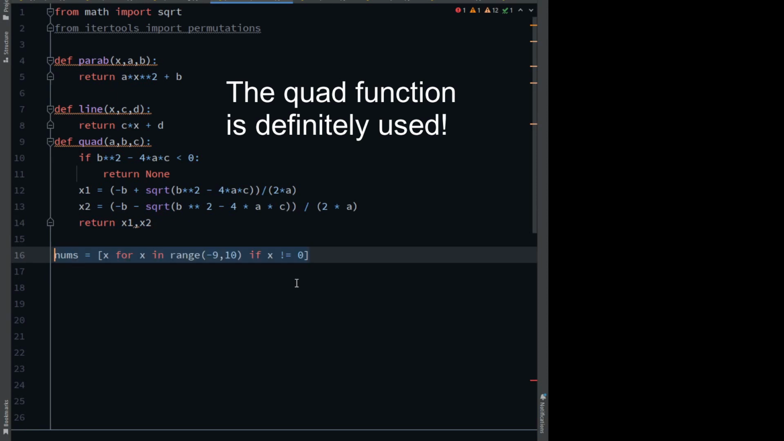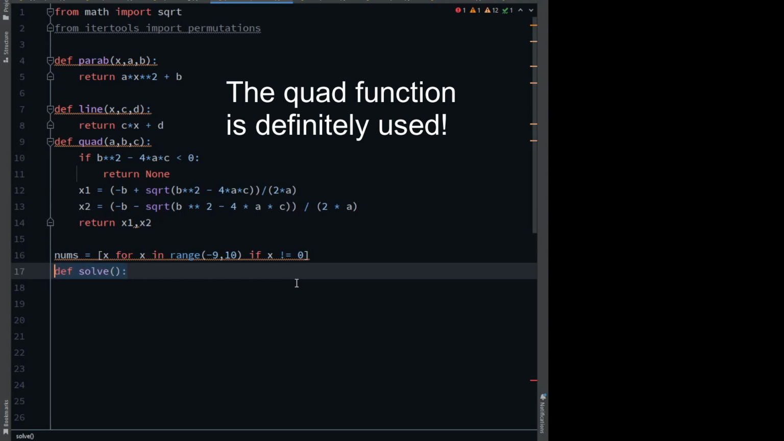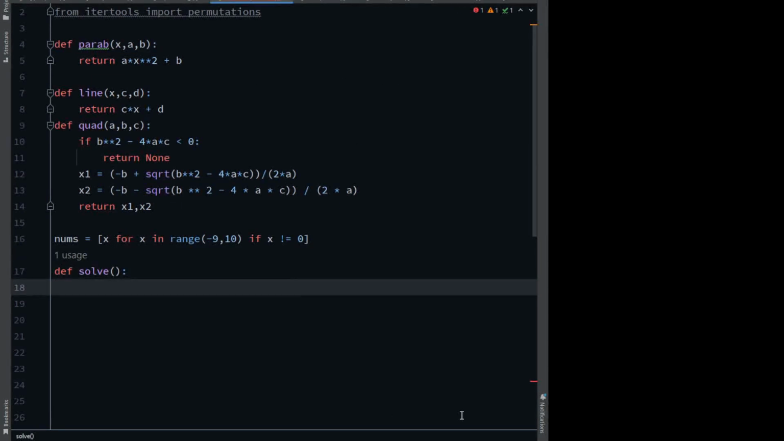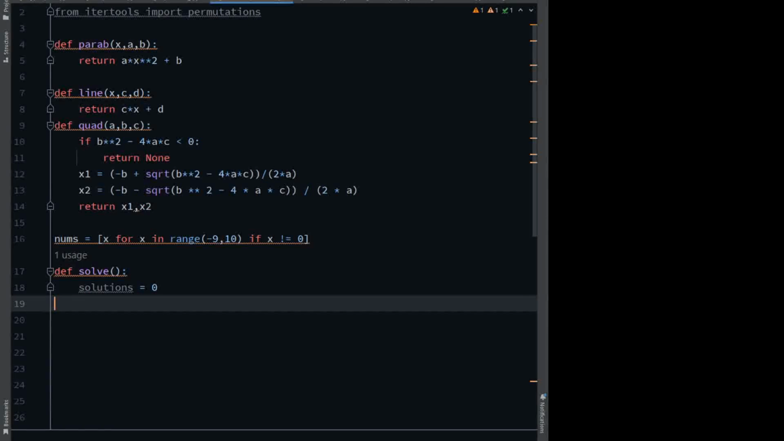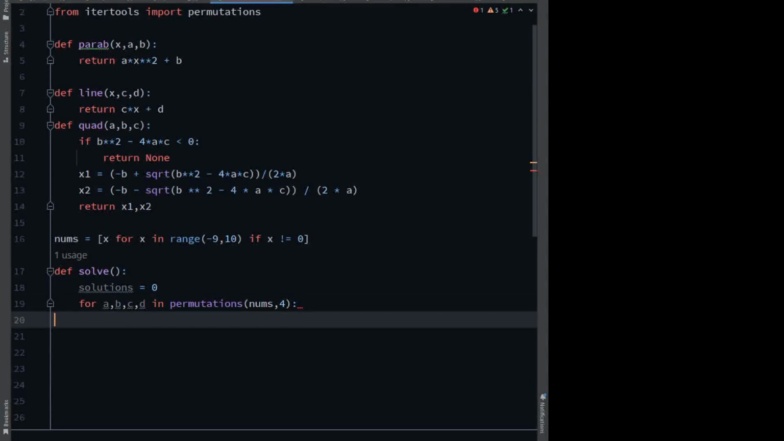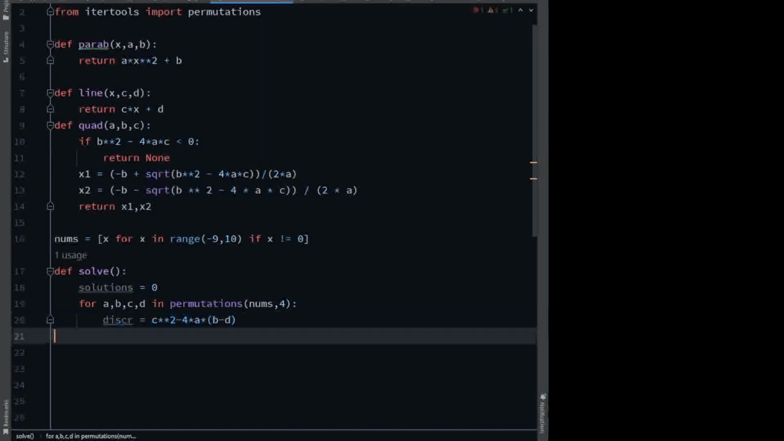Now we've got to generate the numbers. So the numbers are going to be all the numbers from negative 9 to 9. Now the solve function. This is where we're going to get all the permutations of our number range taken 4 at a time, and it'll put it into A, B, C, and D. And then we'll keep going with our computations. And if anything doesn't work out like we did before, we're going to put continue. Go back to the beginning of that loop.